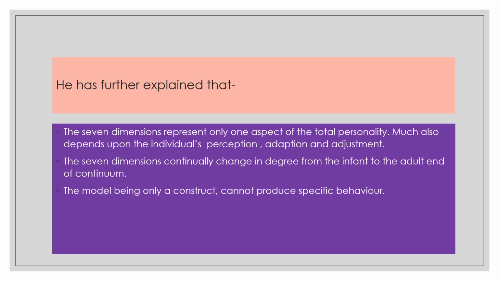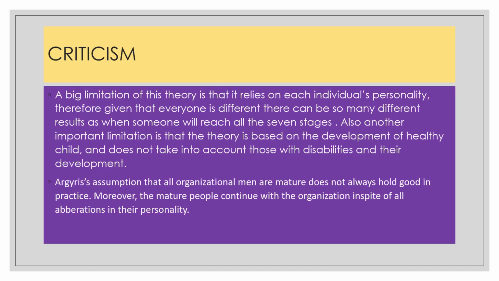He has further explained that the seven dimensions represent only one aspect of the total personality. Much also depends upon the individual's perception, adaptation, and adjustment. The seven dimensions continually change in degree from the infant to the adult end of the continuum. The model being only a construct cannot produce specific behavior.